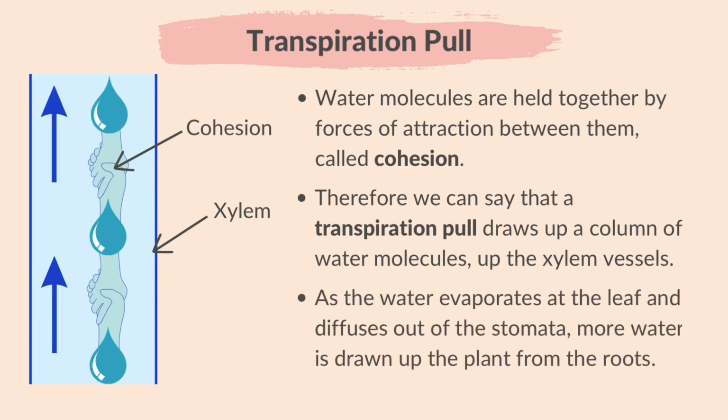As the water evaporates at the leaf and diffuses out of the stomata, more water is drawn up the plant from the roots. Please note that water does not travel through xylem vessels by osmosis. Osmosis involves the movement of water across cell membranes. But xylem cells do not have living contents, so there will be no membranes.